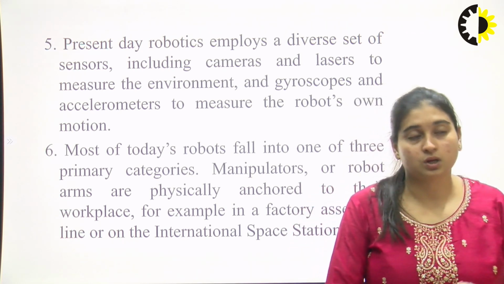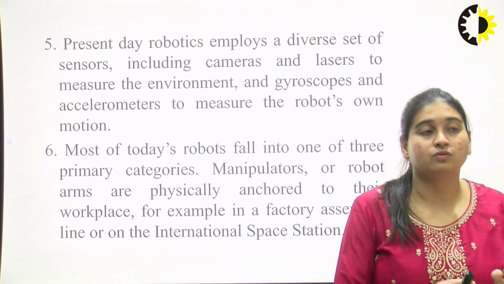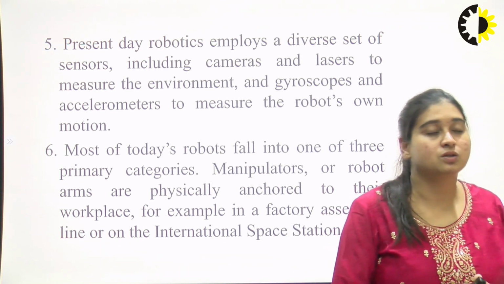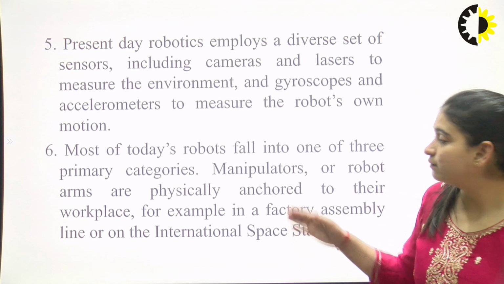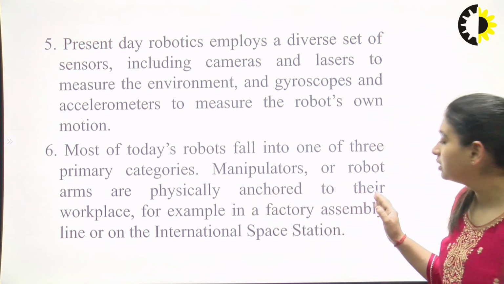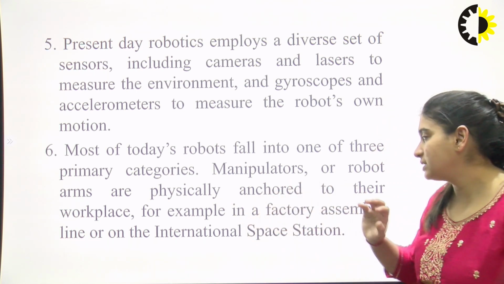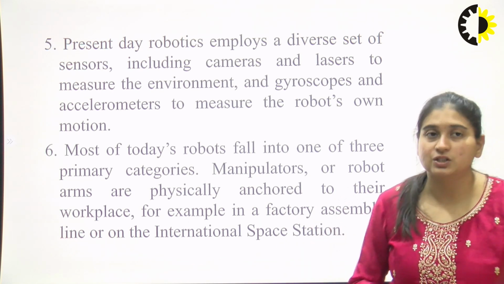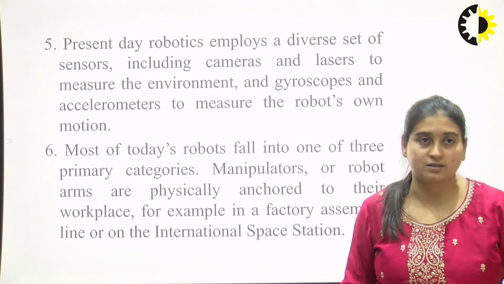And most of today's robots fall into one of the primary categories. First is the manipulator, or you can say the robot arms. They are physically anchored to their workplace, for example in a factory assembly line or the International Space Station, or you can say ISS.